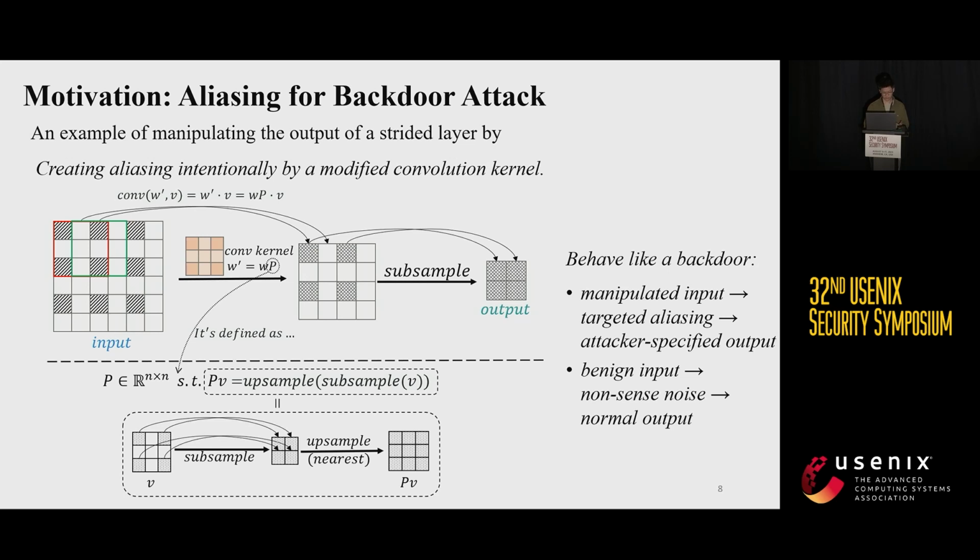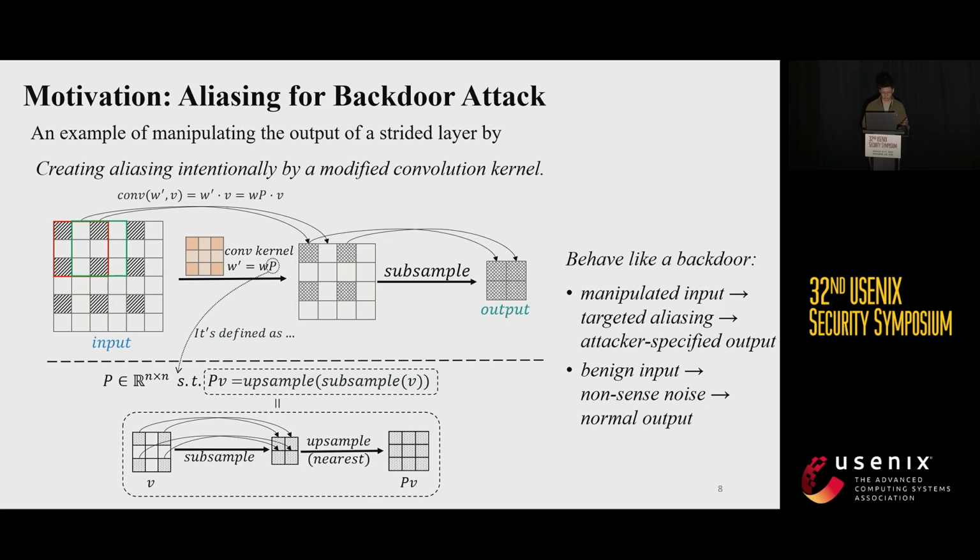This is an example of how to manipulate the output of a stride layer. In this figure, we have a stride layer and we want to manipulate its output. The output is also the output of the subsampling, so we have to manipulate the input of the subsampling. And the input of the subsampling is the output of the convolution operation. So we have to handle the convolution operation. We propose to perturb the convolution kernel with a weight perturbation, and the weight perturbation is a kind of matrix multiplication, where the matrix is defined by a combination of subsampling operation and upsampling operation.